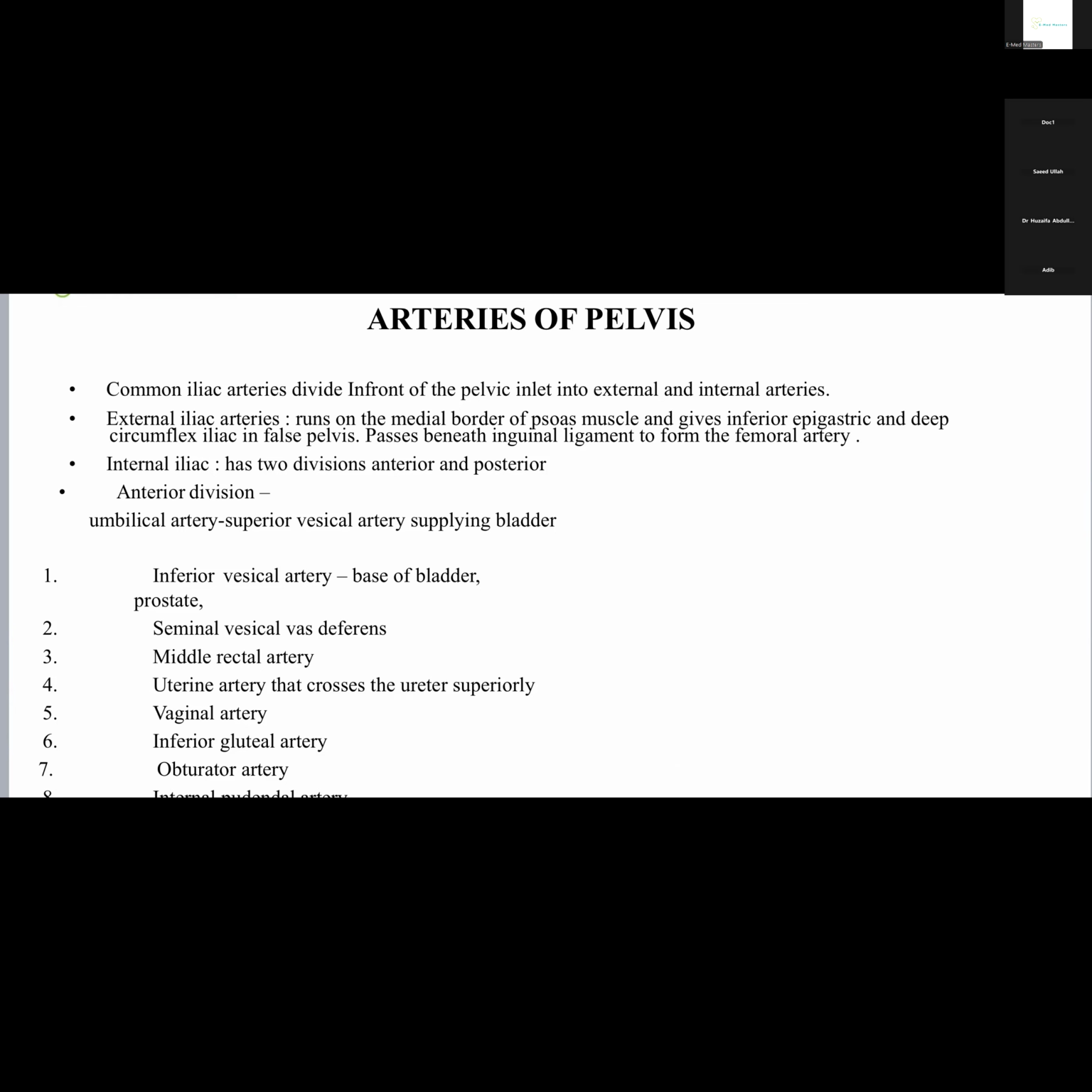So let's talk about the internal iliac artery. This is the main blood supply of the pelvis. The internal iliac artery passes through the pelvic brim into the true pelvis, and it has two divisions.